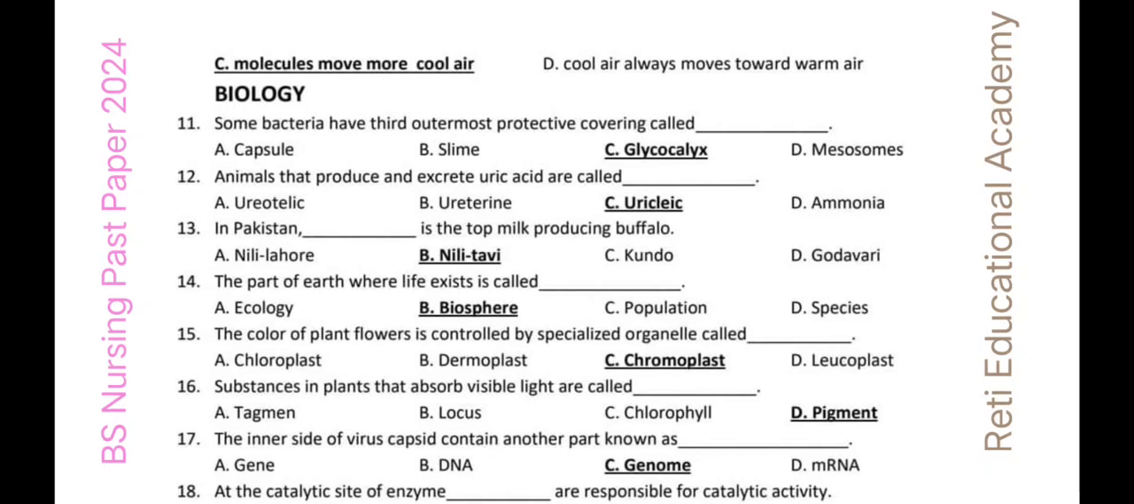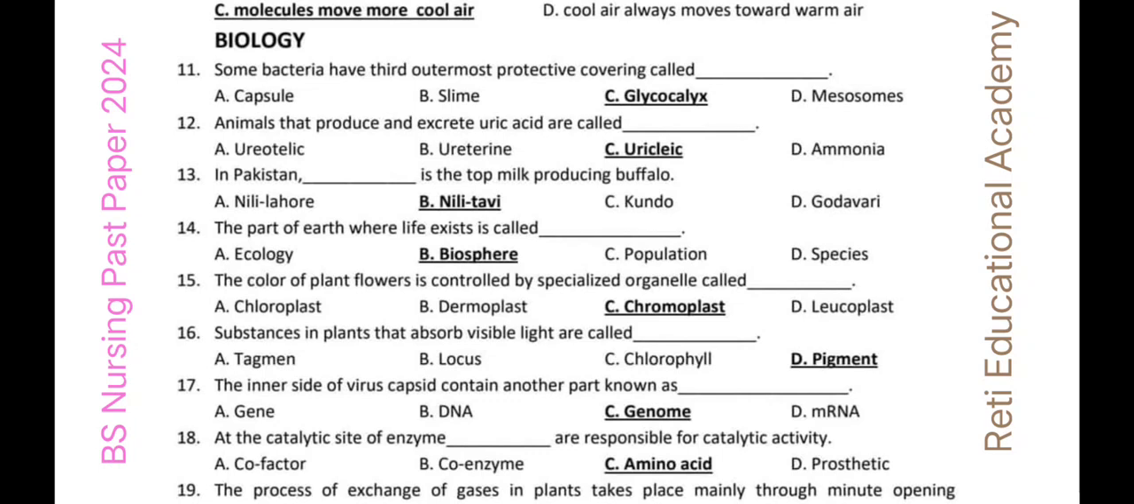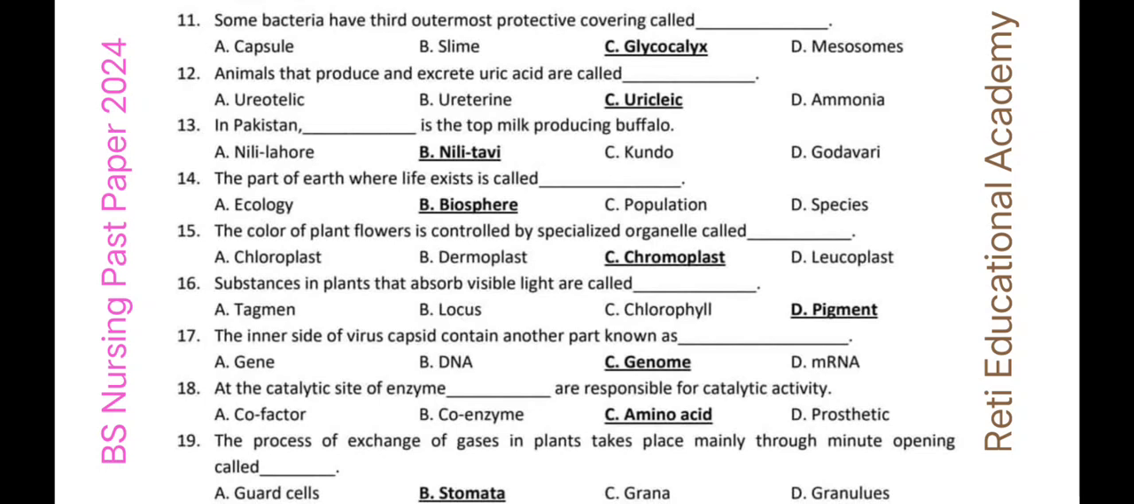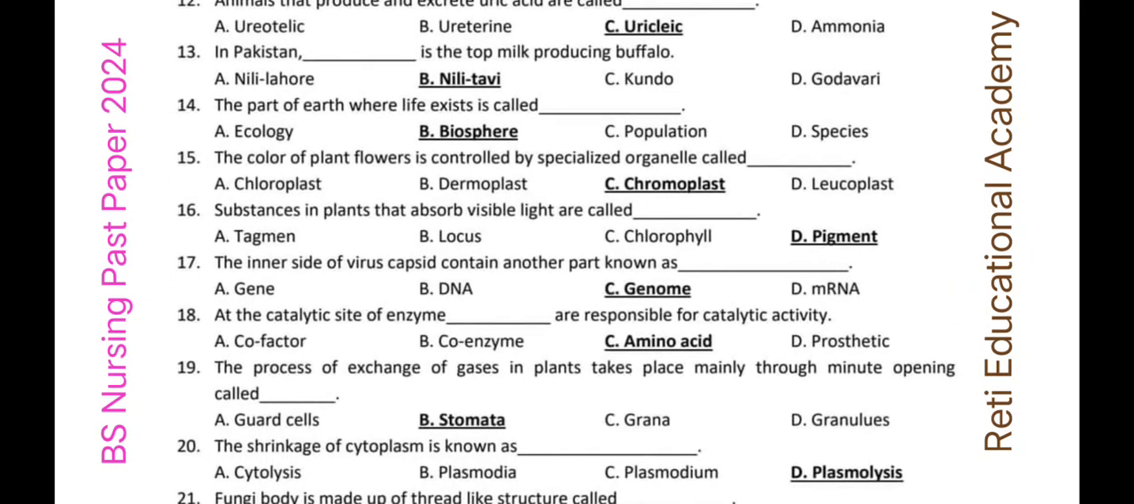Question number 13. In Pakistan, Neeli Ravi is the top milk producing buffalo. Question number 14. The part of earth where life exists is called biosphere. Question number 15. The color of plant flowers is controlled by a specialized organelle called chromoplast. Question number 16. Substances in plants that absorb visible light are called pigment.